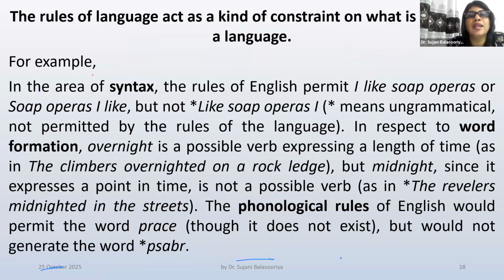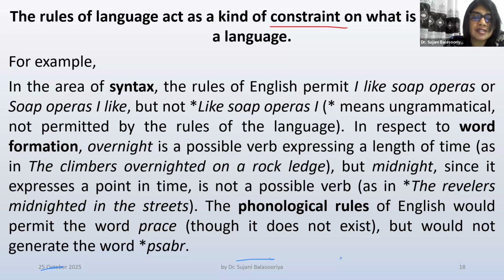So when we are talking about the rule governed nature of language, here you have this idea. The rules of language act as a kind of constraint on what is possible in a language. Constraint, which means these grammar rules are limiting us, limiting our freedom in using the language as we wish. So we can't handle the language as we want, because of these rules. That is why here we say they are kind of constraints.